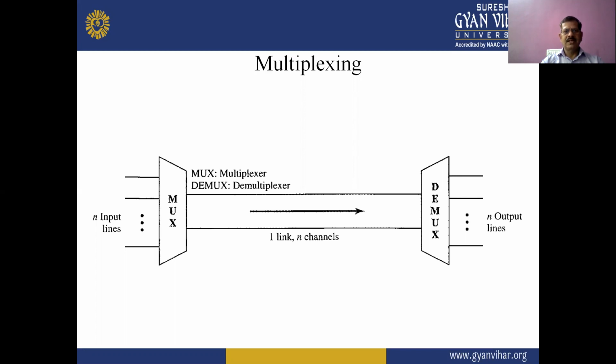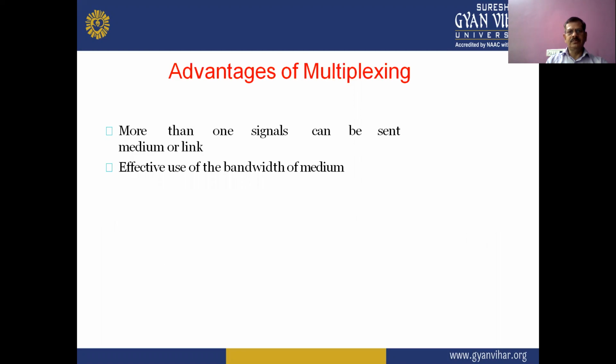So in multiplexing, there are n input lines, and these input lines are converted with the help of the multiplexer into n channels on one link. And again at the demultiplexer, the one link or n channels are converted into the n output lines. So this is the process of multiplexing.